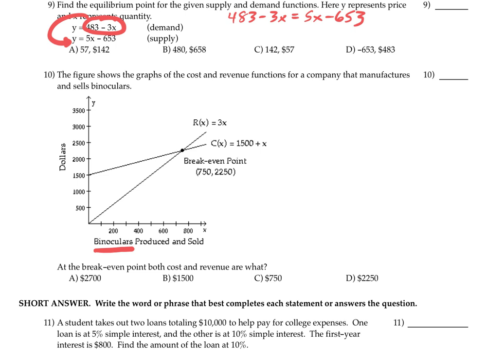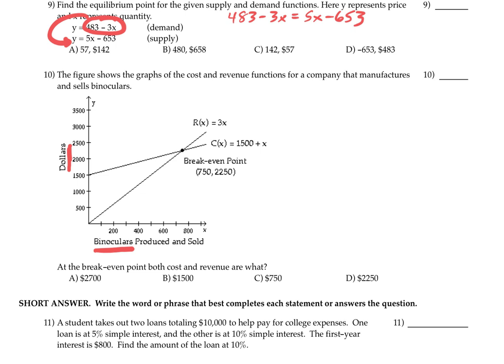Y is how much money we're either making or it cost us to buy those binoculars, or make them, or whatever we're doing here. This point right here is what we call the break-even point. That's where we break even. X represents binoculars. So I have to sell 750 binoculars to make $2,250. That's my break-even point. If I sell more than that, I make money. If I sell less than that, I'm losing money. So that's what the break-even point means.